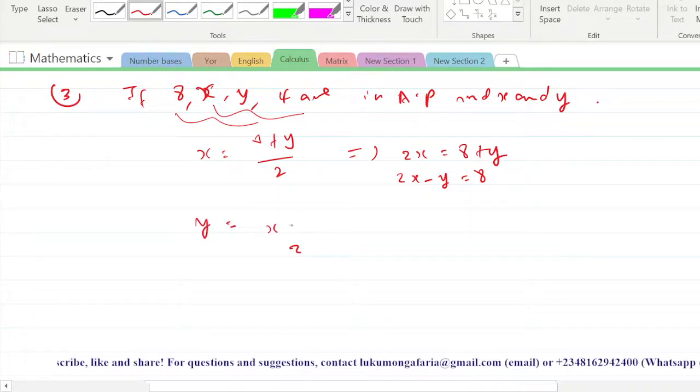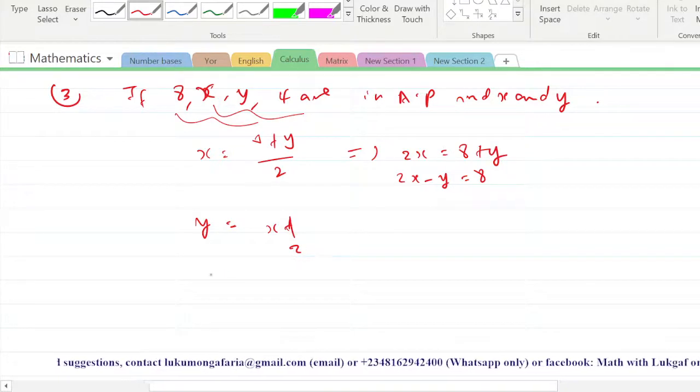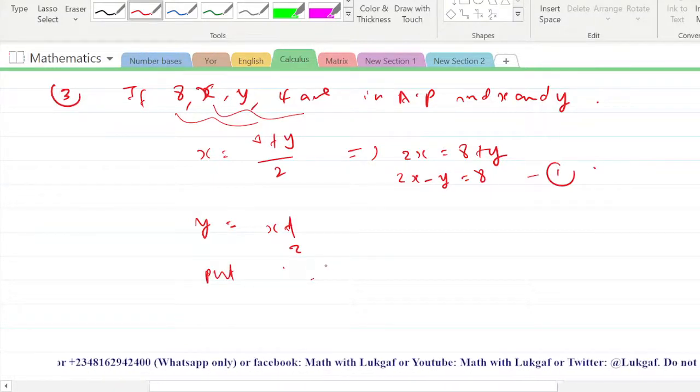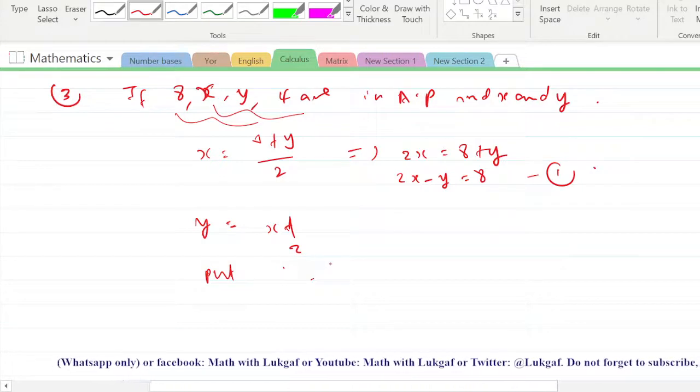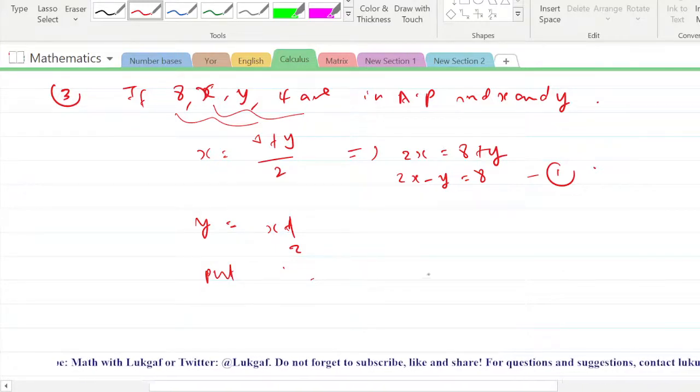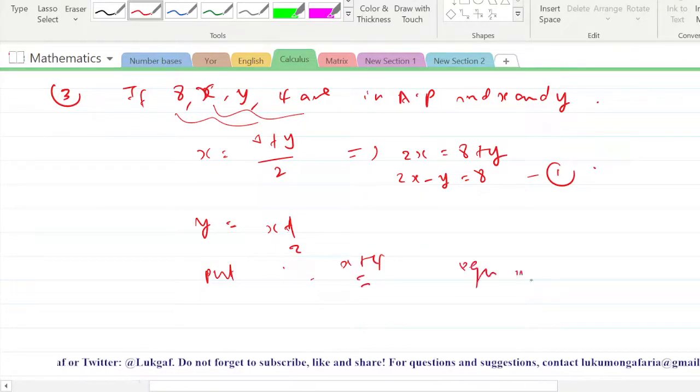S plus 4 divided by 2. Maybe you call this equation 1. Then from here you can say put y is equal to what? If you don't want to do that, you can solve simultaneously, but I think you can just put y to be s plus 4 over 2 in equation 1 and solve it directly.